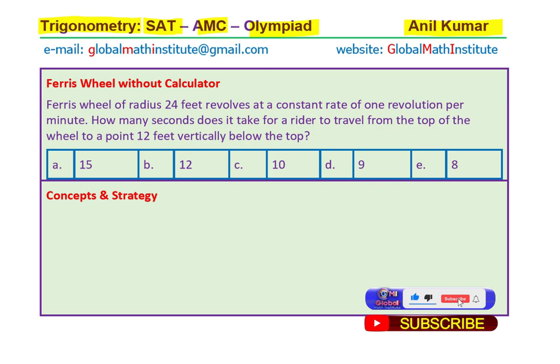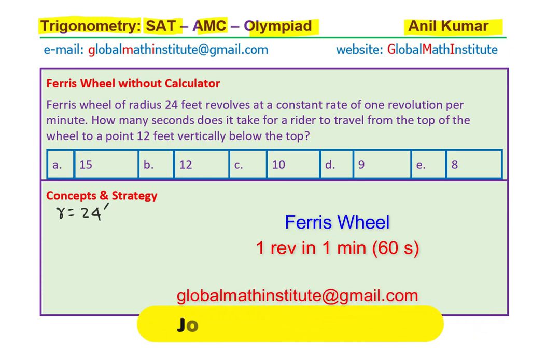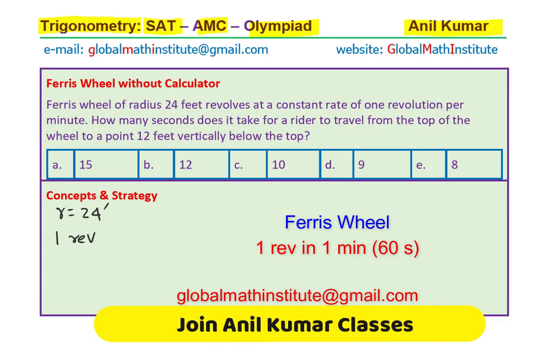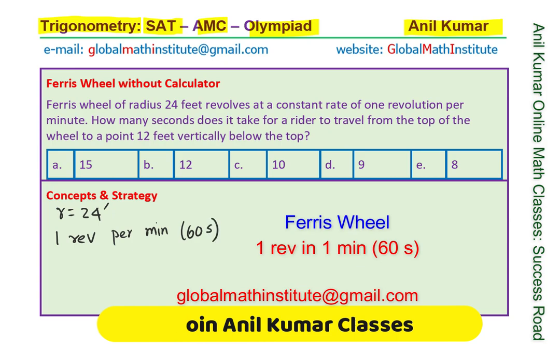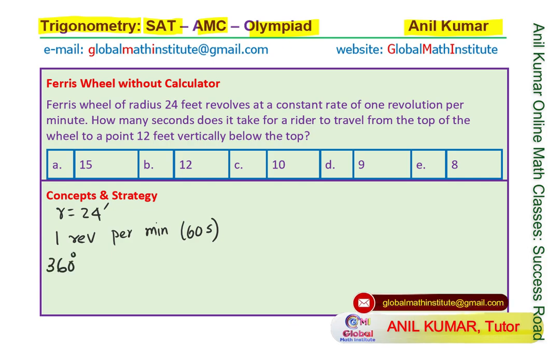1. Ferris wheel is of radius 24 feet. Then it revolves at a constant rate of 1 revolution per minute. Now when I say per minute, it means 60 seconds, correct? 1 revolution in 60 seconds. 1 revolution means 360 degrees. So we can say 360 degrees in 60 seconds.